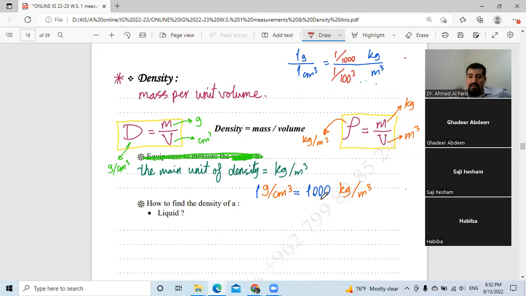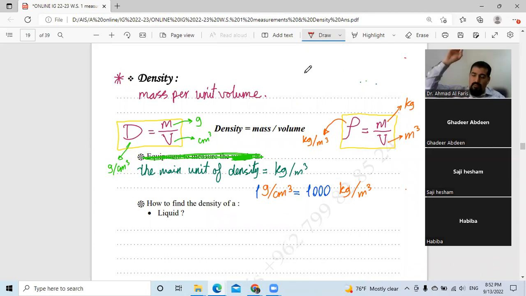Exactly, 1,000. That means each 1 gram per centimeter cube equals 1,000 kilogram per meter cube. To understand this in reality, look, this is 1 centimeter cube: 1 centimeter times 1 centimeter times 1 centimeter. If I fill it with water, it will be 1 gram.